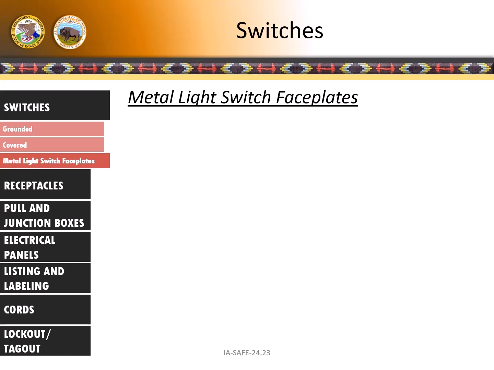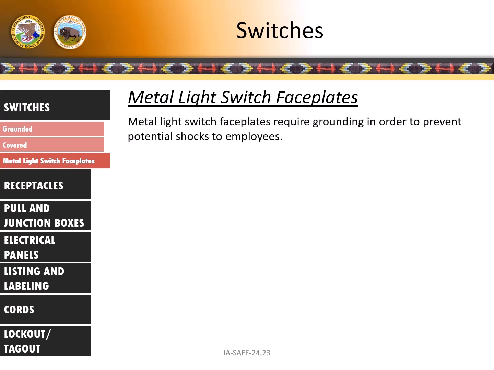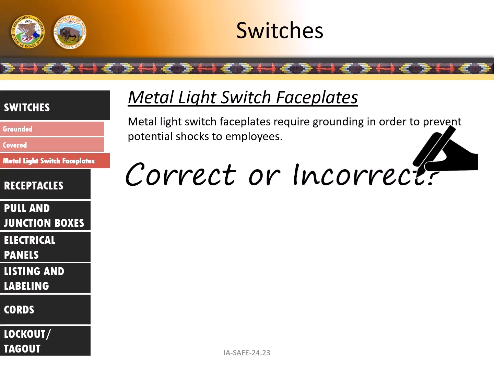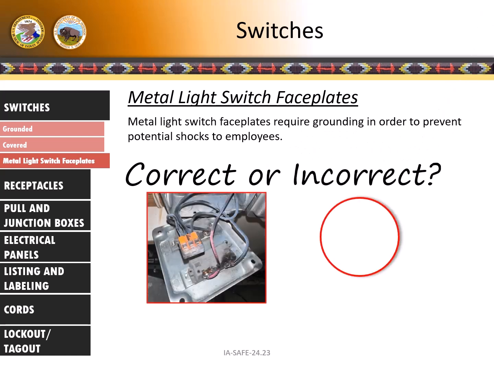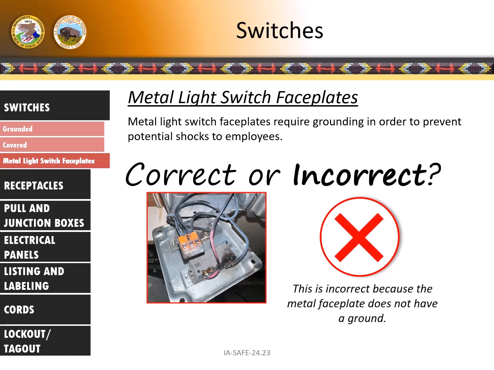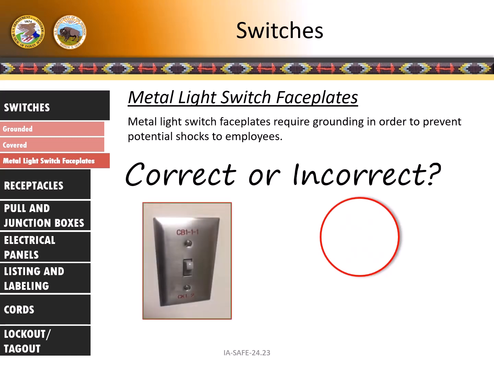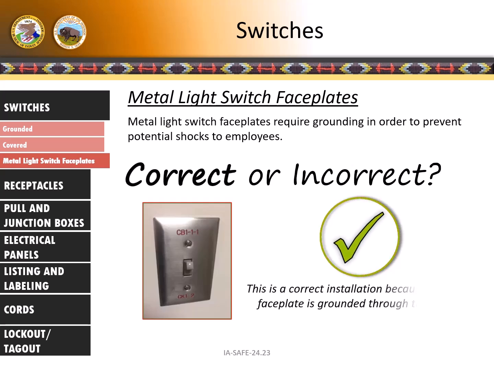Metal light switch faceplates. Metal light switch faceplates require grounding in order to prevent potential shocks to employees. Is this example correct or incorrect? This is incorrect because the metal faceplate does not have a ground. Is this example correct or incorrect? This is a correct installation because the metal faceplate is grounded through the switch.